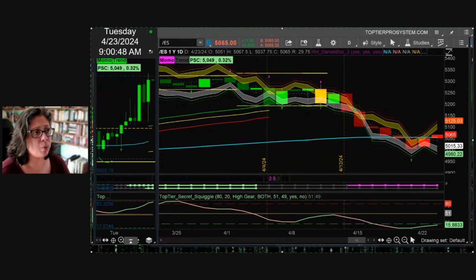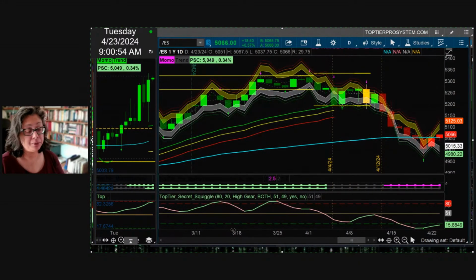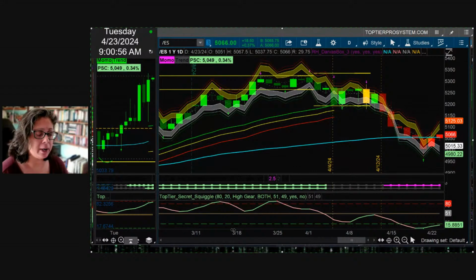I hope everyone's doing well, and we're going to kick off a look at this Tuesday session with where we sit in relation to what was a pretty good rally off support on Monday.